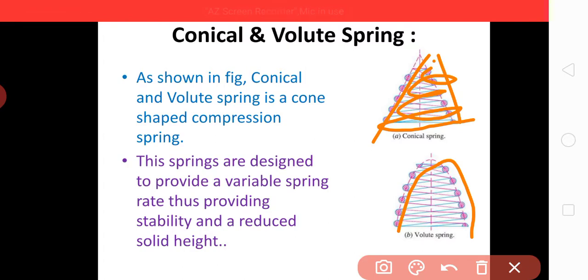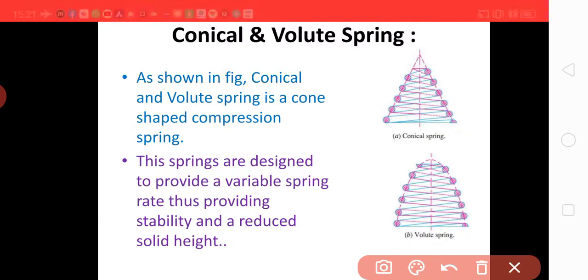This volute spring is designed to provide variable spring rate, thus providing stability and reduced solid height. You can see for both these springs that when you press, it will get very easily pressed here in this part, but it will be difficult to press it here. So it is having variable spring rate or a variable compression rate as per its length.